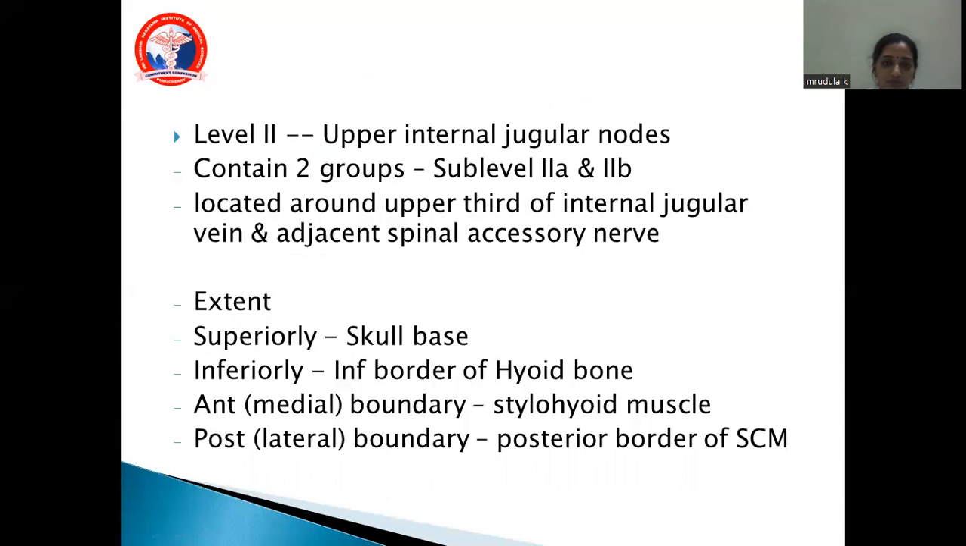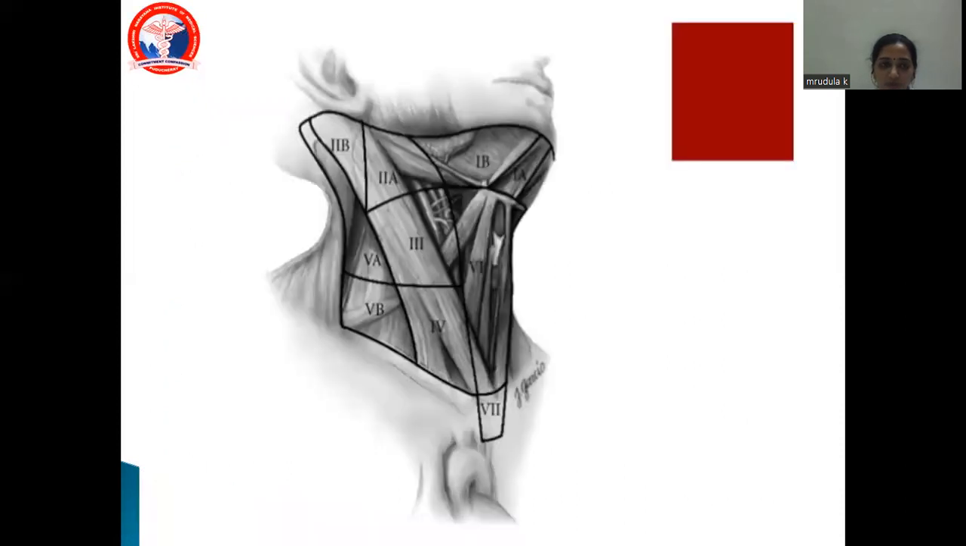The level 2 nodes are the upper jugular nodes, which contain two groups, level 2A and 2B. They are located around the upper third of the internal jugular vein and adjacent spinal accessory nerve. They extend superiorly from the skull base to inferiorly the inferior border of the hyoid bone. Anteromedially, there is the stylohyoid muscle. Posterolaterally, it is the posterior border of the sternocleidomastoid. So this is the level 2 region.